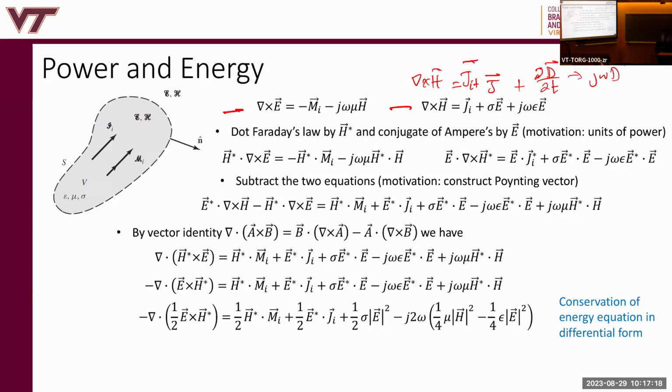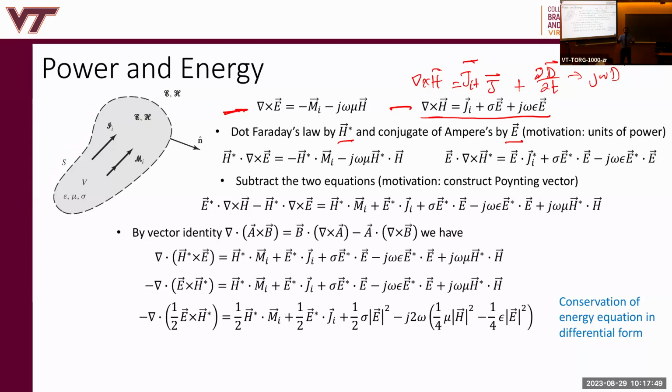So what do we want to do? We're going to take the dot product of Faraday's law, this one, with H conjugate, and the conjugate of this law, the entire law, by E. Why are we doing that? What is the motivation, right? I'm trying to start with Maxwell's equations and come up with an expression that has units of power. So that's the motivation. I want to construct from Maxwell's equations new expressions that have new insights into the physics by combining them in certain ways, right?